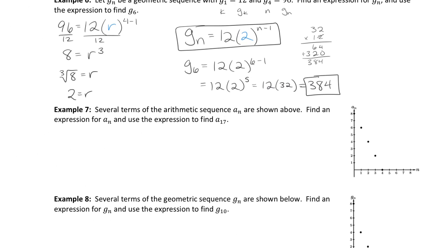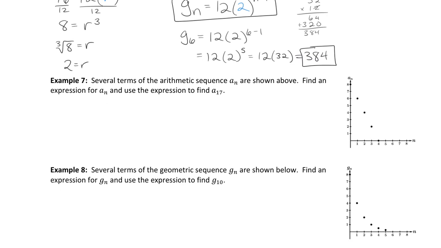If we look at examples 6 and 7, yes, it has a graph. Because remember, sequences can be put on a graph. They're just not going to connect the dots. So don't go through this and connect the dots. Sequences are not connected. Several terms of the arithmetic sequence a sub n are shown. Find an expression for a sub n and use the expression to find a sub 17.